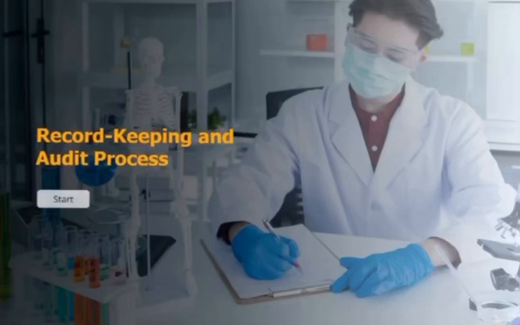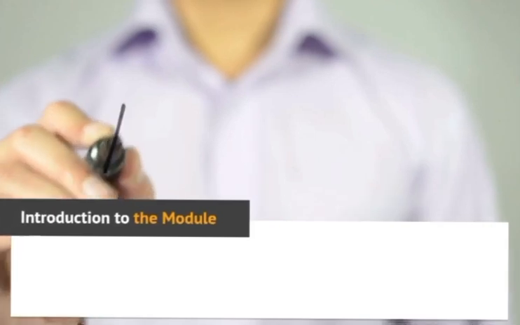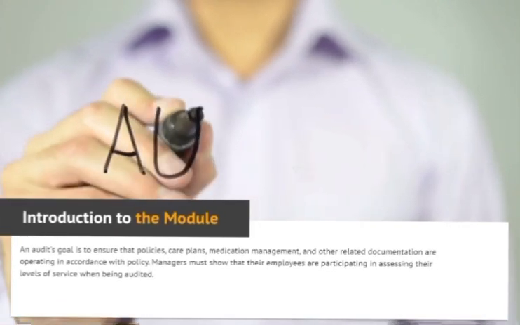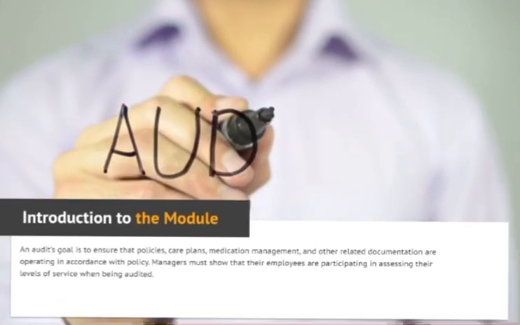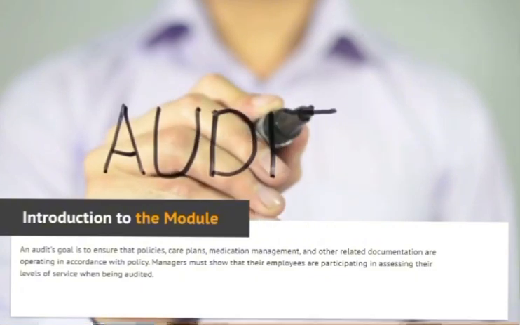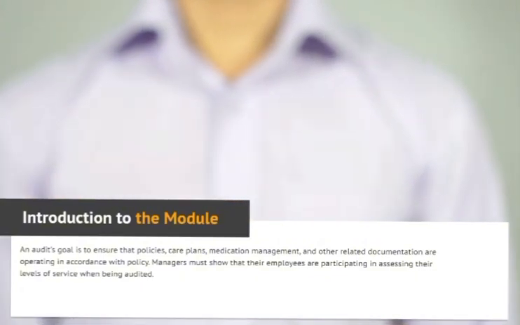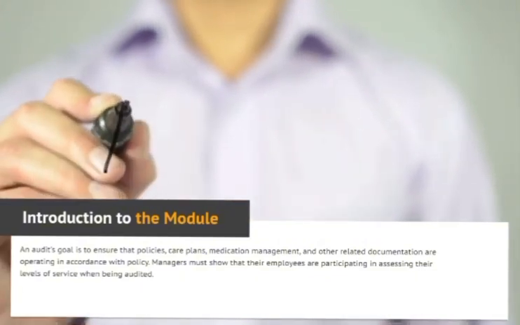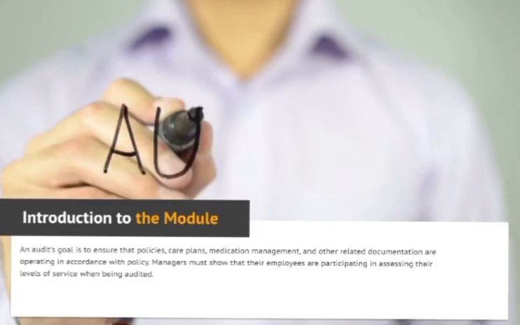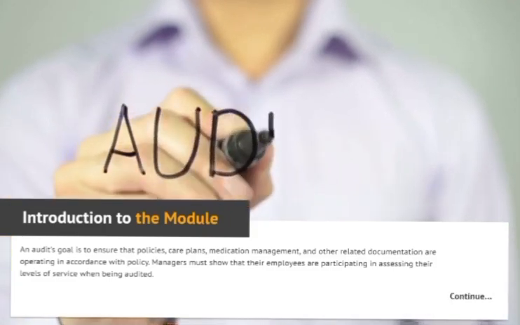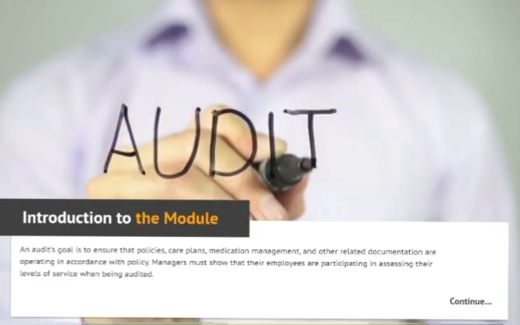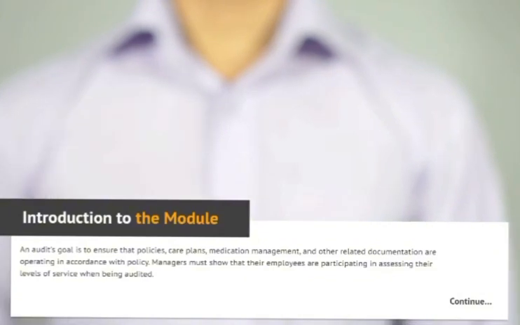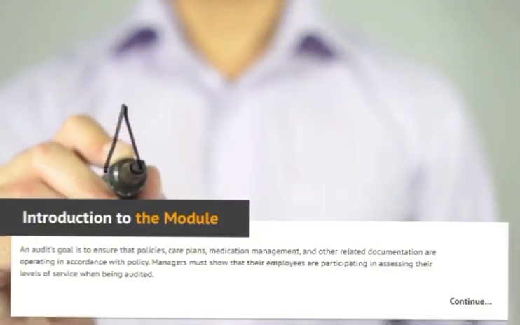Record keeping and audit process. Introduction to the module. An audit's goal is to ensure that policies, care plans, medication management, and other related documentation are operating in accordance with policy. Managers must show that their employees are participating in assessing their levels of service when being audited.